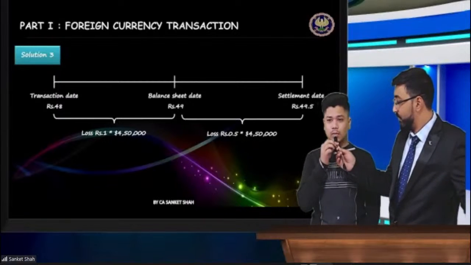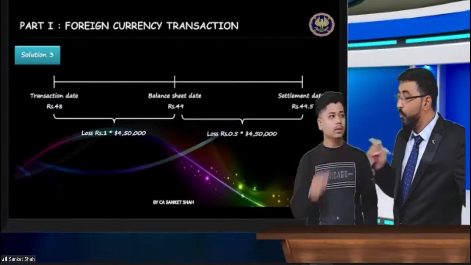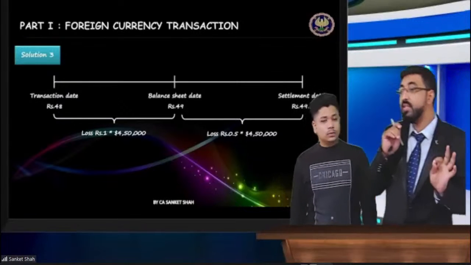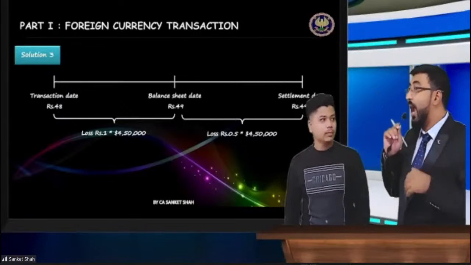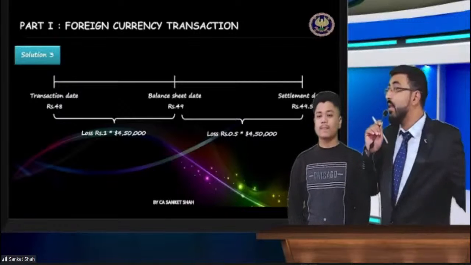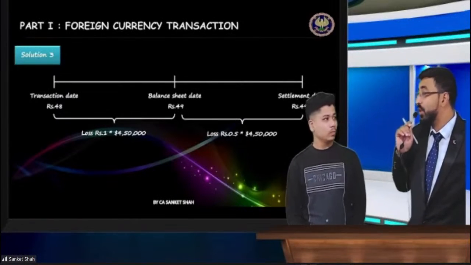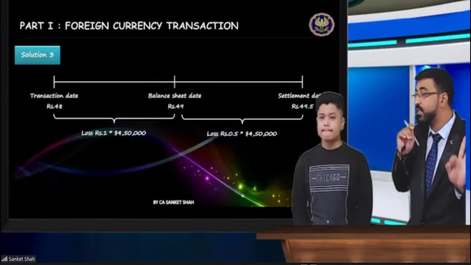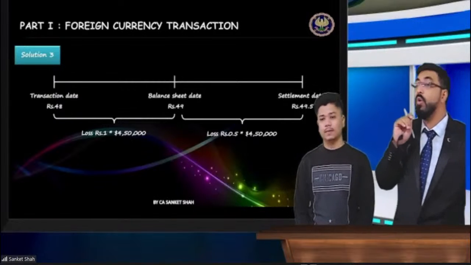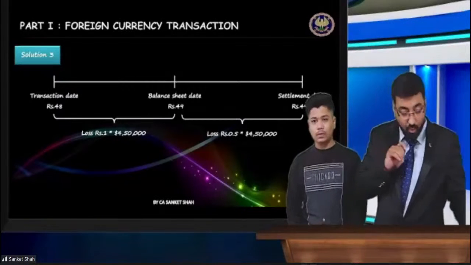Purchases account debit to creditors 50 rupees. Very good. Purchases account, because it is an expense and it is your liability to pay, therefore the creditors account comes into the picture. So the entry will be purchases account debit to creditors account at rupees 50.